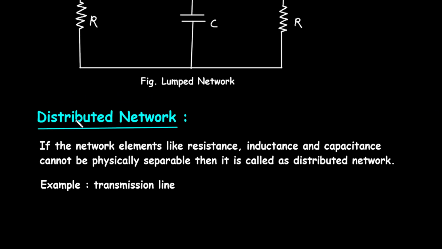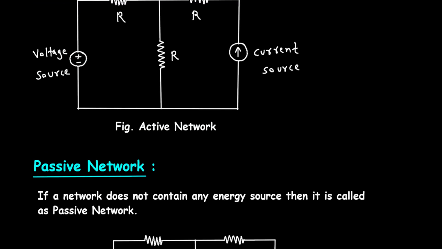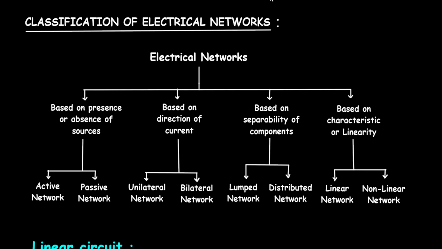Next is distributed network. If the network elements like resistance, inductance, and capacitance cannot be physically separated, then it is called a distributed network. Example is transmission line. In a transmission line, we cannot separate resistance, inductance, and capacitance. So these are the classification of electrical networks.